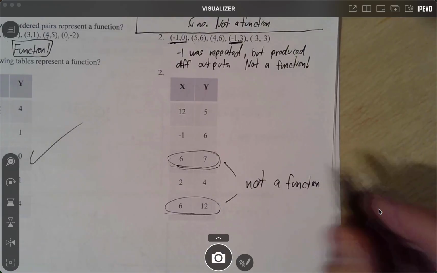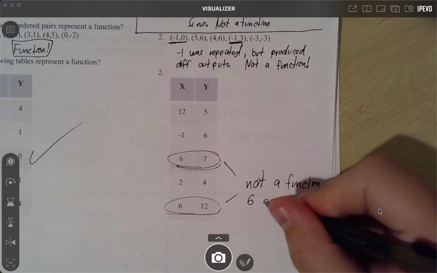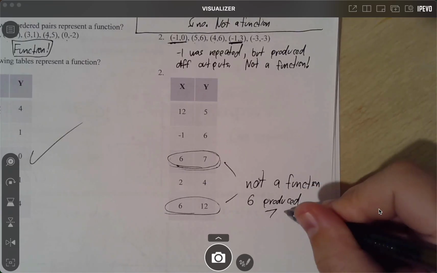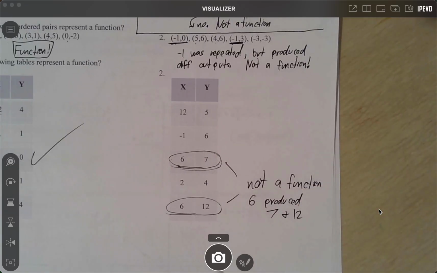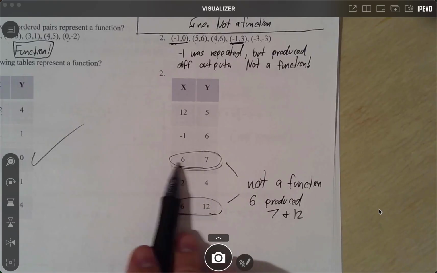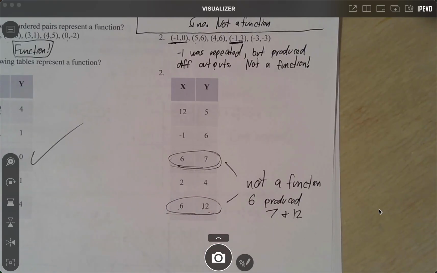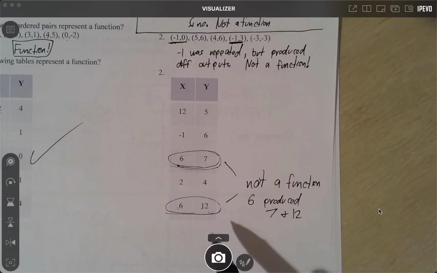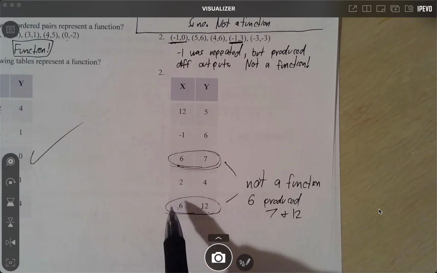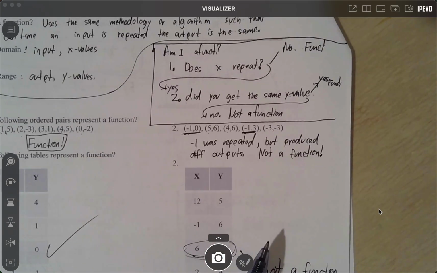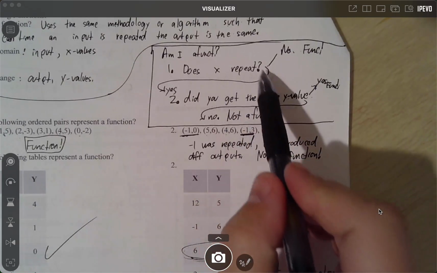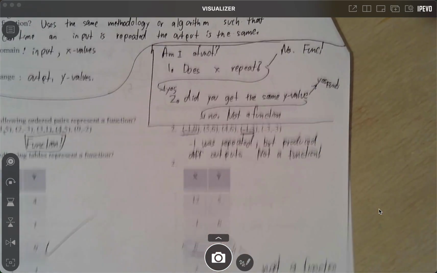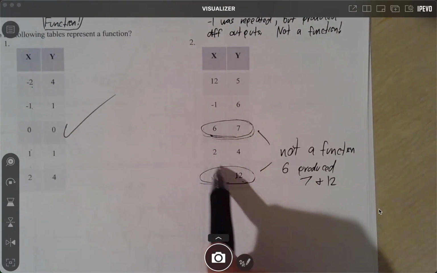And again, it's not because 6 is repeated, but it's because 6 produced 7 and 12. Now, if this below said 6, 7, and then below it said 6, 7, this would be a function. Or if they both said 6, 12, and 6, 12, it would be a function because the x value repeating doesn't mean it's immediately not a function, right? If the x value repeats, it means go to question 2, and then you get your yes or no. So it's okay to have your x value repeat.